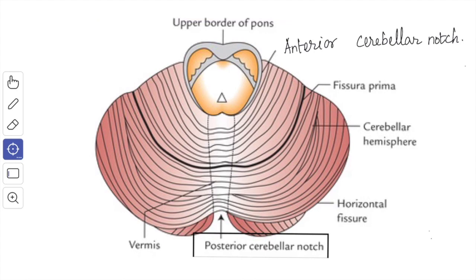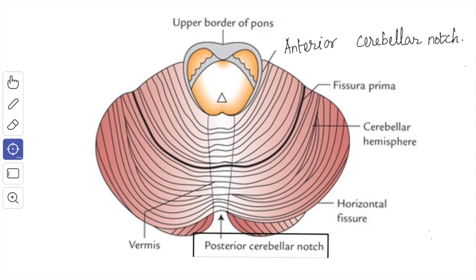The first fissure is the horizontal fissure. So this is the horizontal fissure. It is more prominent and runs along the lateral and the posterior margins of the cerebellum and it marks the junction between the superior and the inferior surface of the cerebellum.